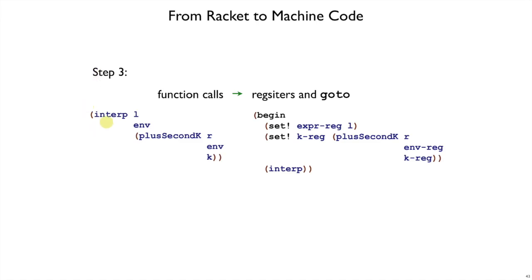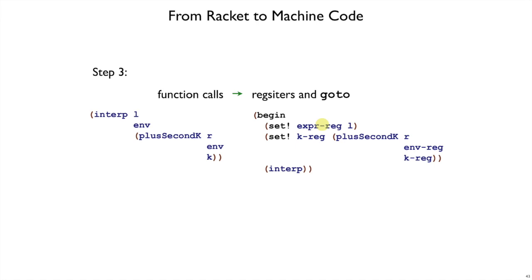We're going to change our interpreter. So instead of relying on function calls like this, where we interp with 3 arguments here, we're going to change it to jump to interp. But before you jump to interp, set a couple of registers. We're going to pass our arguments explicitly in. When I say registers, I just mean some global variables at the Plait level, but they simulate machine registers.